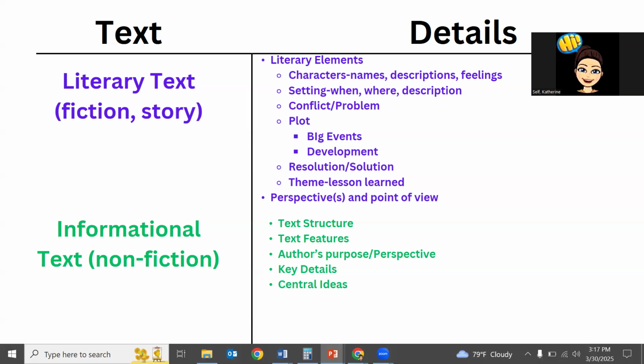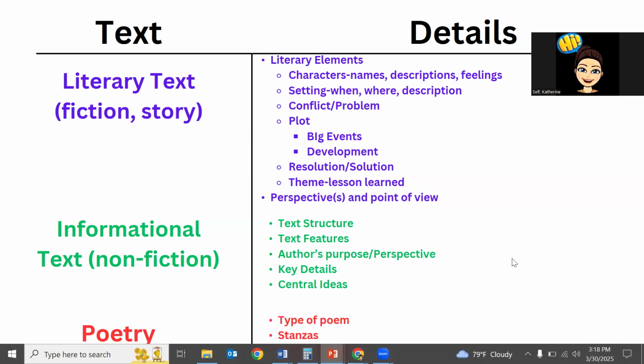Text features give us clues into what it is the author is trying to help us understand about the topic. We look for those key details, the most important pieces of information. And when we can pull all of those things together, we can determine the central idea, or what the paragraph, section, or the entire text is mostly about.